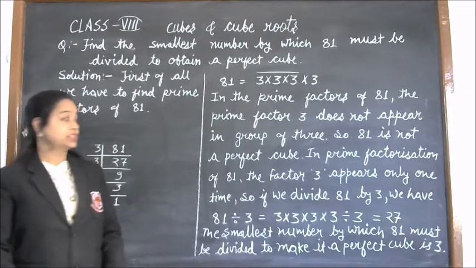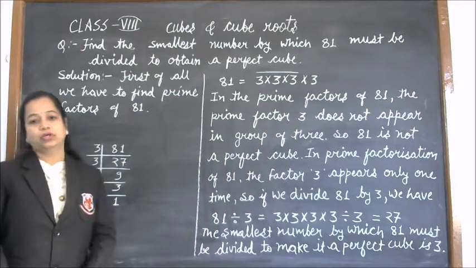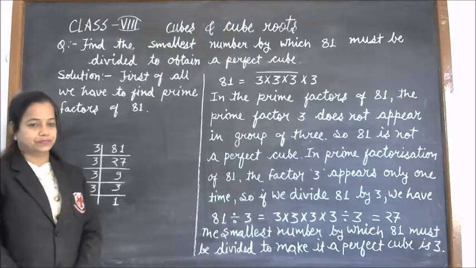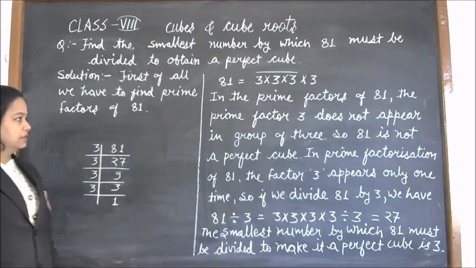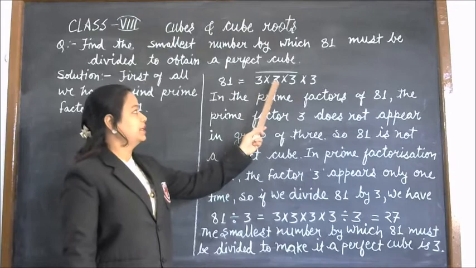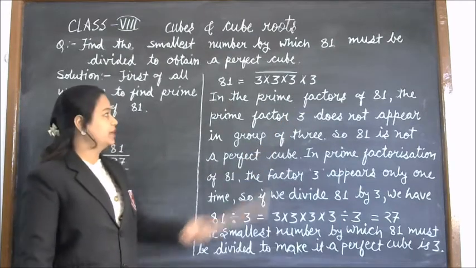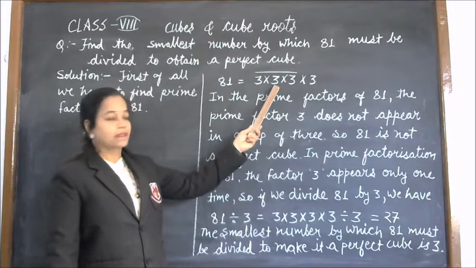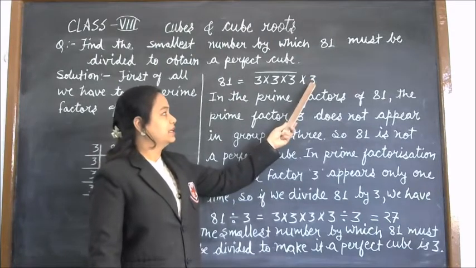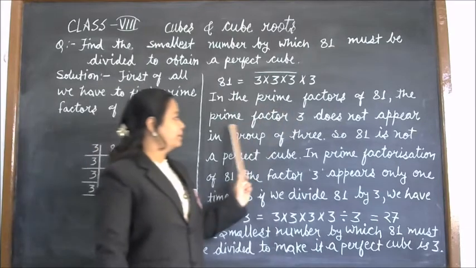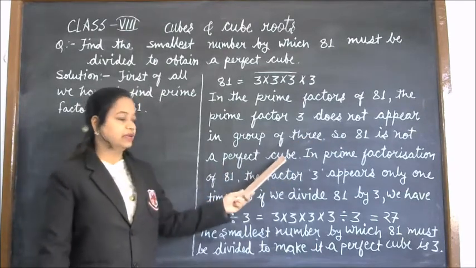Now our next question is, find the smallest number by which 81 must be divided to obtain a perfect cube. So first of all, we have to find prime factors of 81 by this method. So we have 81 is equal to 3 into 3 into 3 into 3. So in the prime factors of 81, we have a group of 3s, but one factor 3 remains alone. Means it cannot make a group of 3s. The prime factor 3 does not appear in a group of 3. So 81 is not a perfect cube.